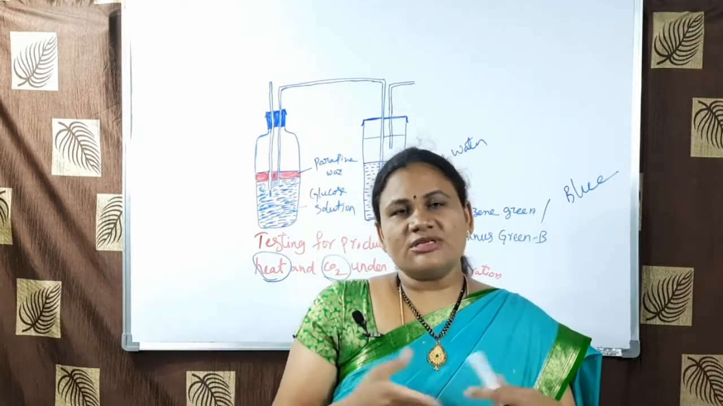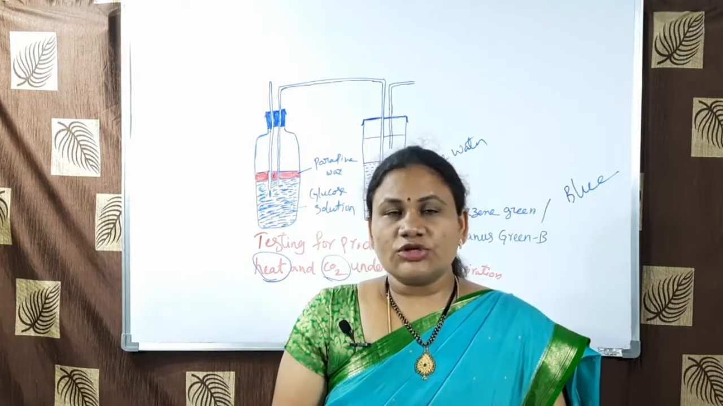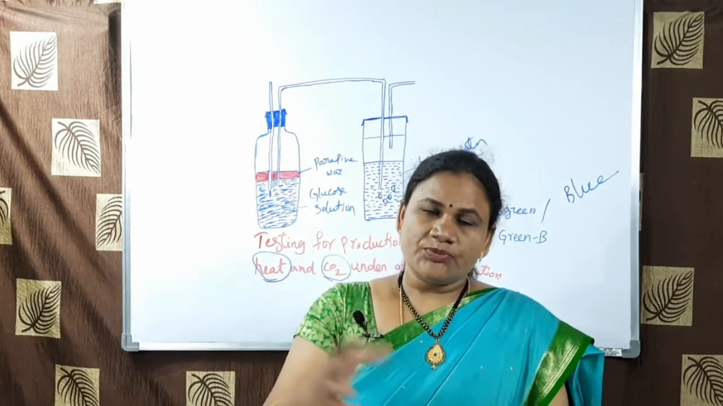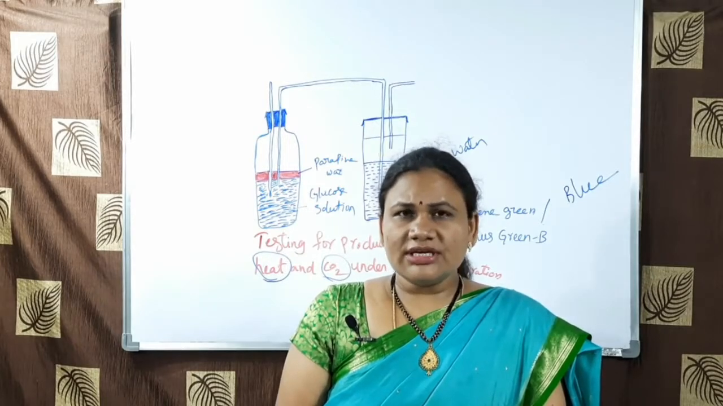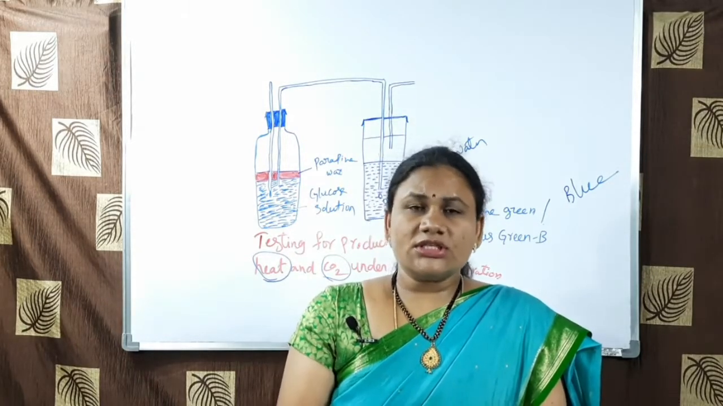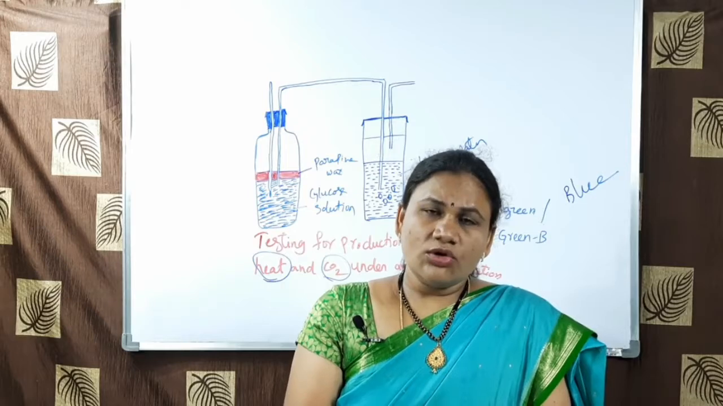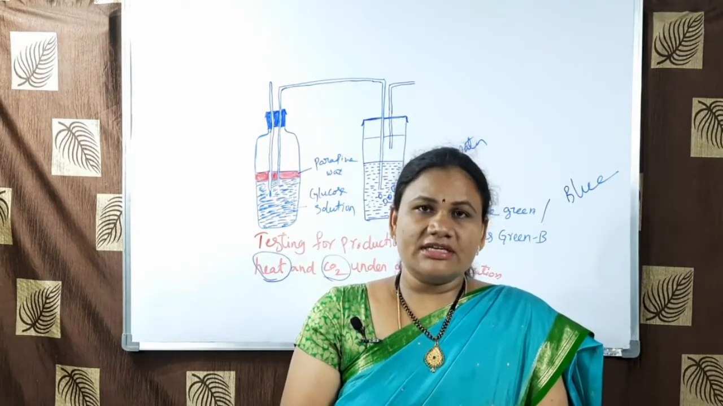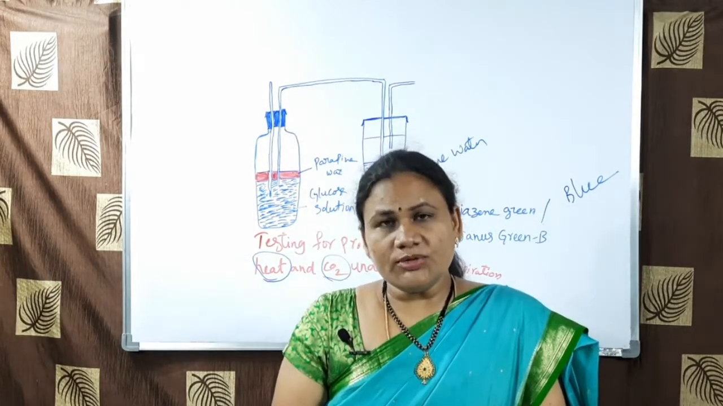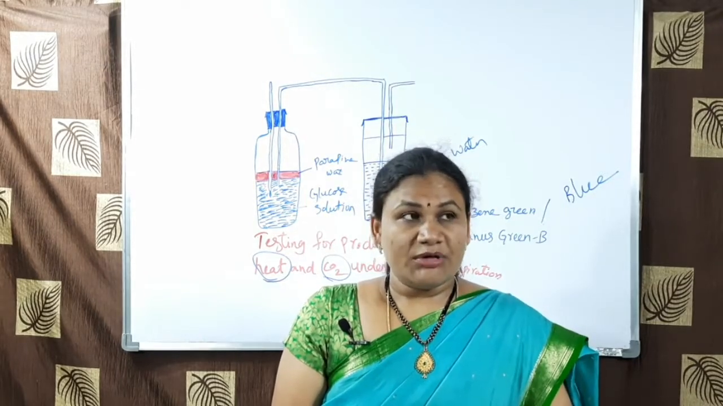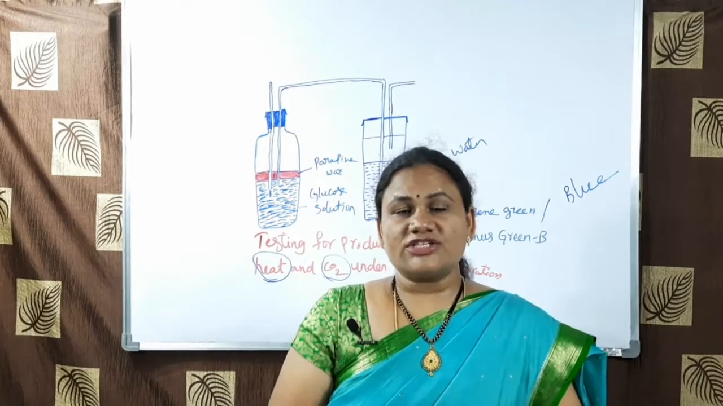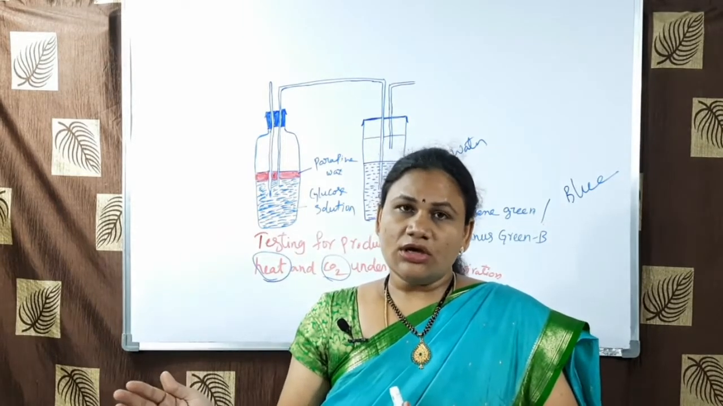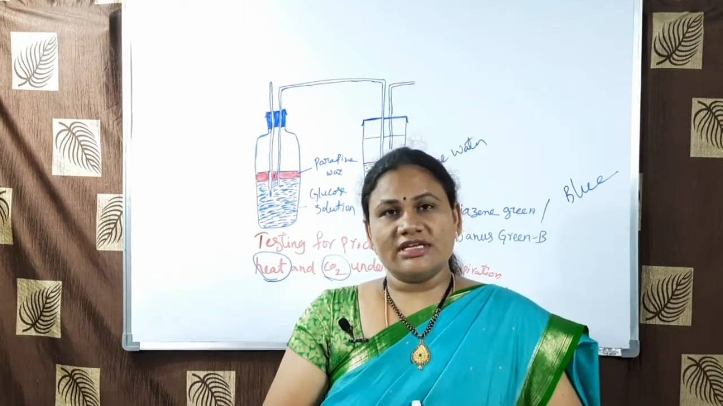This ethanol can be separated from the sugar solution or glucose solution by fractional distillation. Generally ethanol boils at a low temperature, up to 70 degrees. Normally water boils at 100 degrees centigrade, but ethanol boils at 70 degrees only, so by fractional distillation we can remove ethanol from the sugar solution very easily.